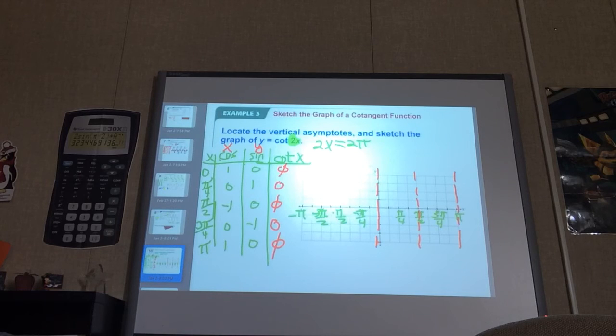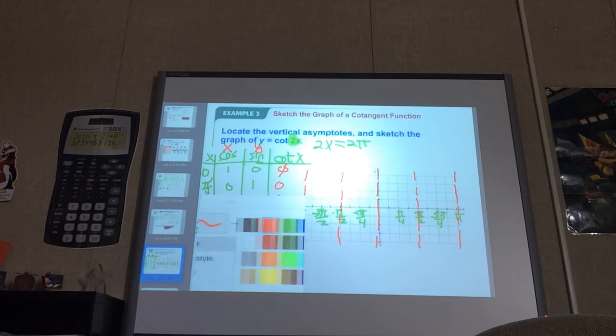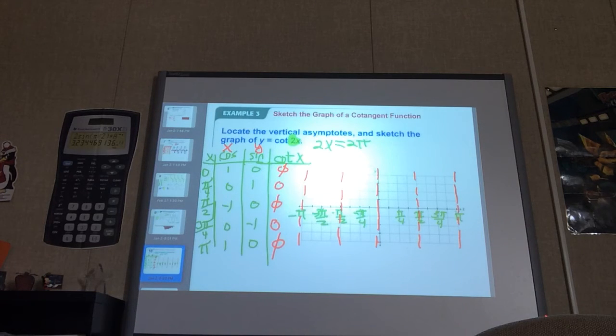And we could go the opposite direction. We have zeros at these pi over 4 values. Now remember, our cotangent graph is the flip of the tangent. If that helps you remember that, then we know that our graph goes like this. And we just put them all on. So that's how we graph a cotangent.